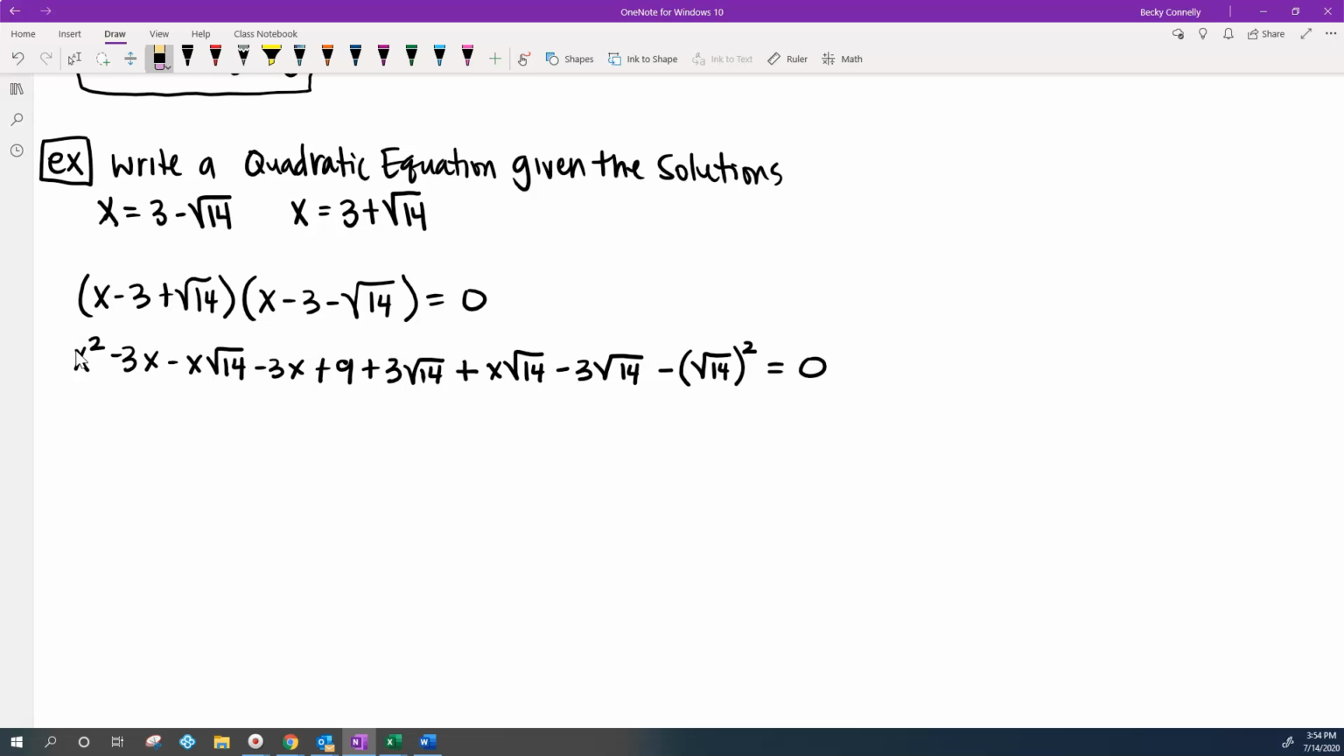Okay, and then we see again there's a lot of things that end up canceling out, so I'll get rid of those. What we're left with is x squared minus 6x. And remember, when you have the square root of something squared, that just leaves that number inside there. So this is really going to be minus 14. So I've got my 9 minus 14, which gives me negative 5. So this should be what you came up with.